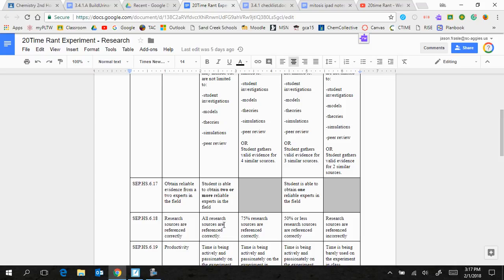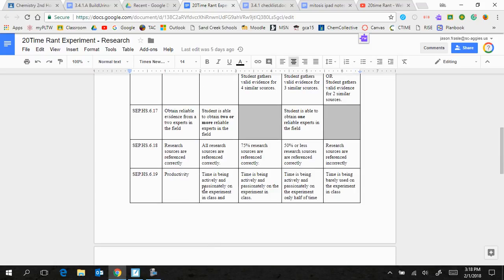All research resources have to be referenced correctly, so you have to put them on Google. They have to be on a document. They have to have the name, the date, and the time that you did it. And they have to be organized in alphabetical order. So once again, time, date, the person, and what type of information you got from them. And it's going to be referenced in alphabetical order.